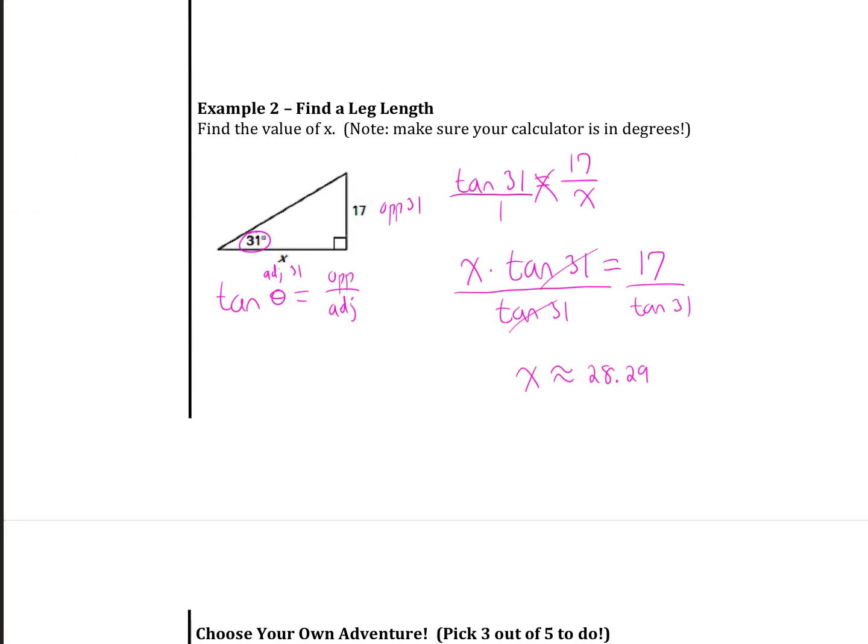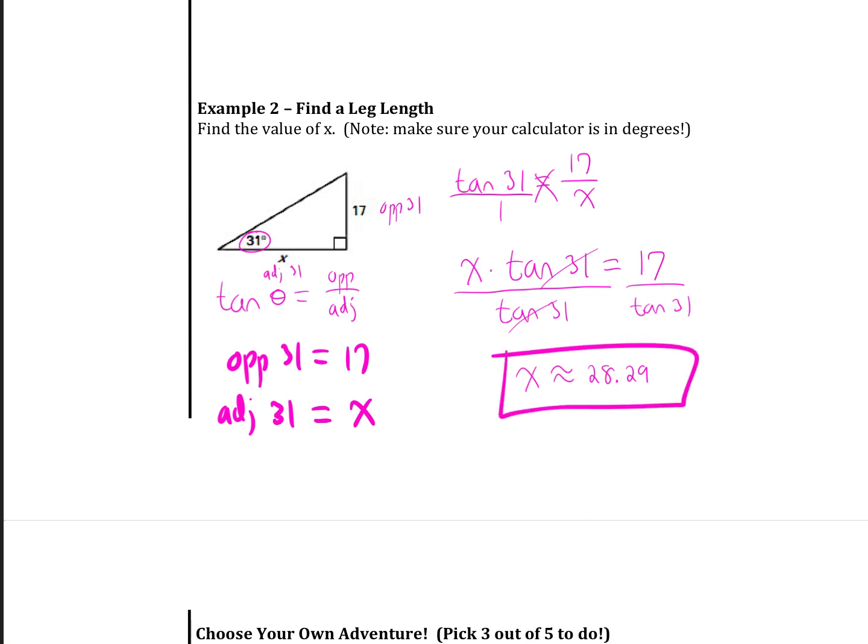And that's it. Actually, I'm going to write over here, opposite 31 equals 17. It's a good idea if you're not sure. I should have done this before. I didn't see it in my notes. If you're not sure, kind of getting the hang of this, just writing out opposite, adjacent, and hypotenuse of that angle would be a good use of your time.